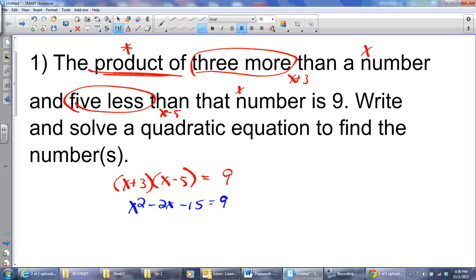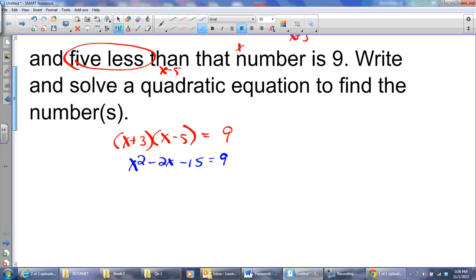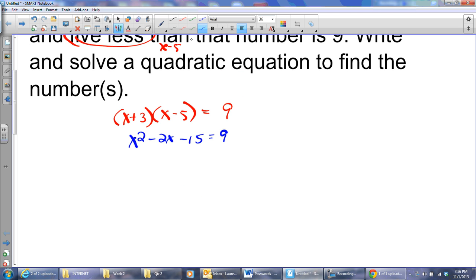Now, I don't know how to solve a quadratic equation that equals 9. I know how to solve them that equal 0. So I'm going to go ahead and make this equal 0. I'm going to subtract 9 from both sides. And when I do, I'm going to get x squared minus 2x minus 24, which will equal 0.